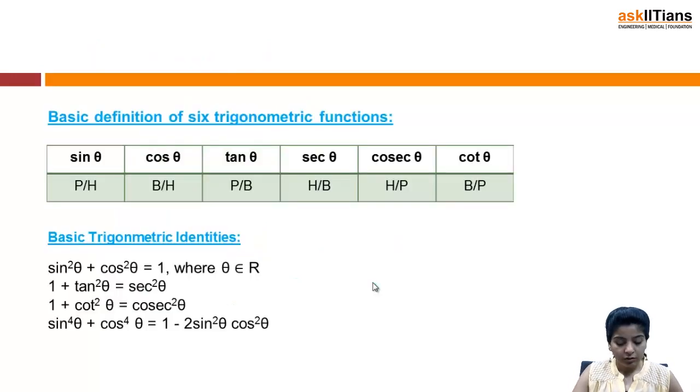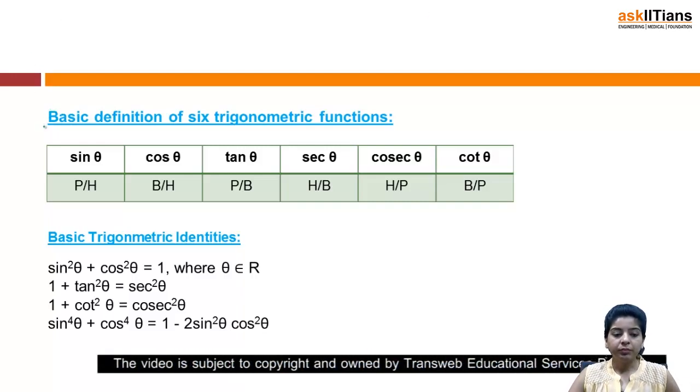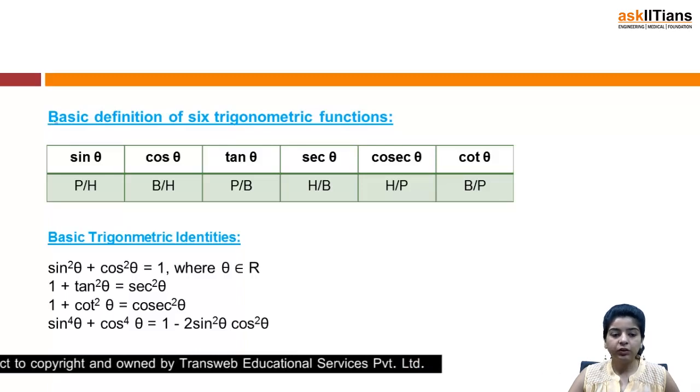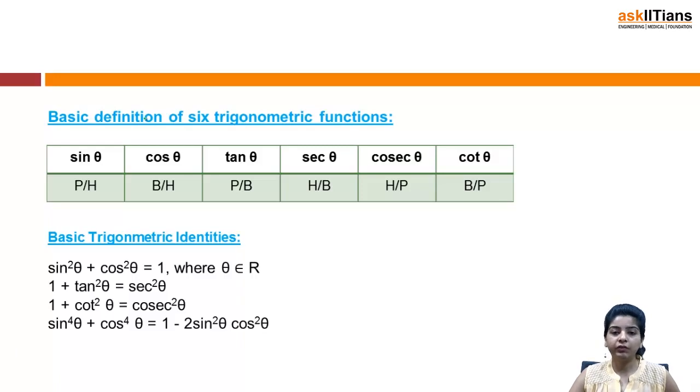So let's begin. All of you must have a fair idea of what exactly trigonometry means, or basic trigonometric ratios also. But even then, let's throw some light on the basic trigonometric ratios first, and then we'll move further. So the basic definition of 6 trigonometric functions. The basic trigonometric functions that we have are sine, cos, tan, sec, cosec, and cot.